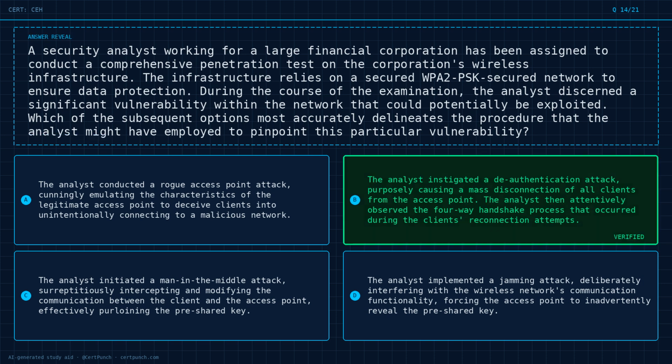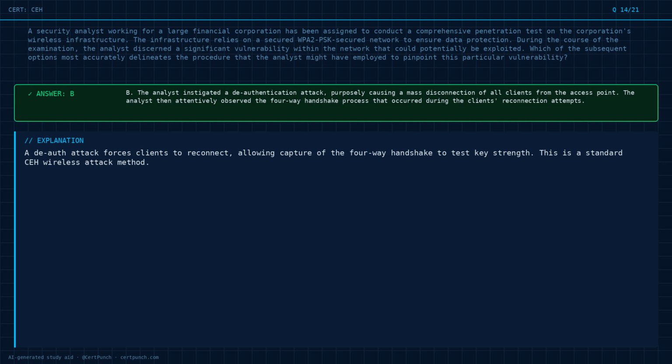The answer is option B. Exam logic. A deauth attack forces clients to reconnect, allowing capture of the four-way handshake to test key strength. This is a standard CEH wireless attack method.